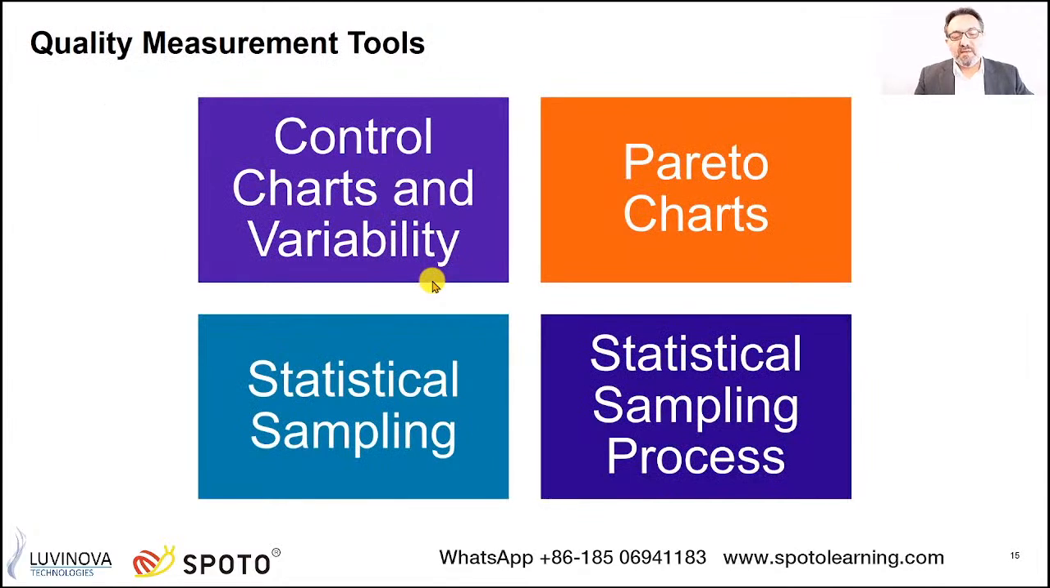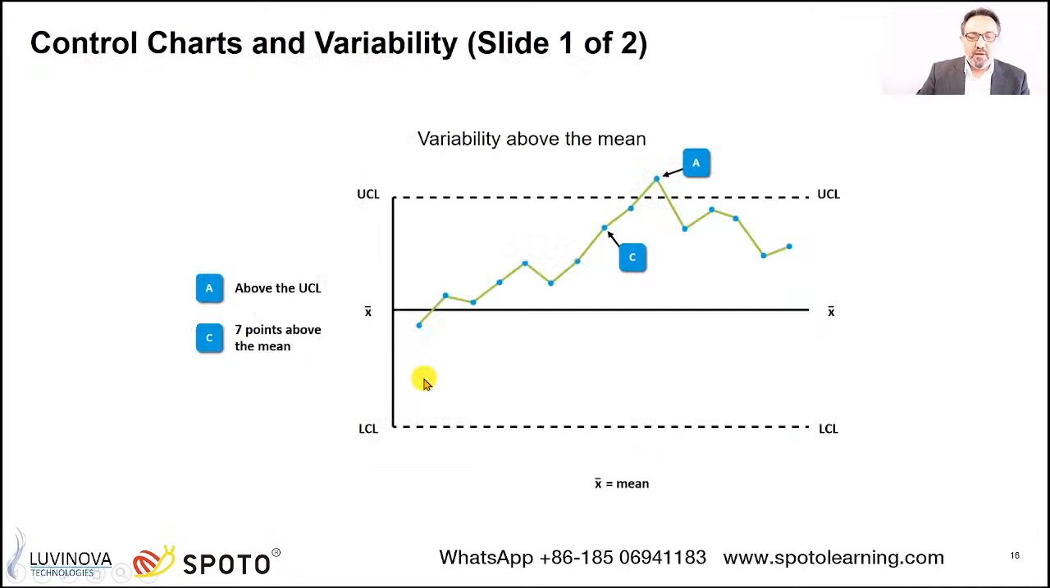Now, some quality measurement tools, and most of these tools you can apply in control quality. This is where you are going to have a lot of inspections and take readings about the outputs from your project before you go and, of course, deliver. These are very famous techniques: control charts and variability, Pareto chart, and statistical sampling. Talking about sampling, and the statistical sampling process, let's have a look at the first one, which is the control chart and variability.